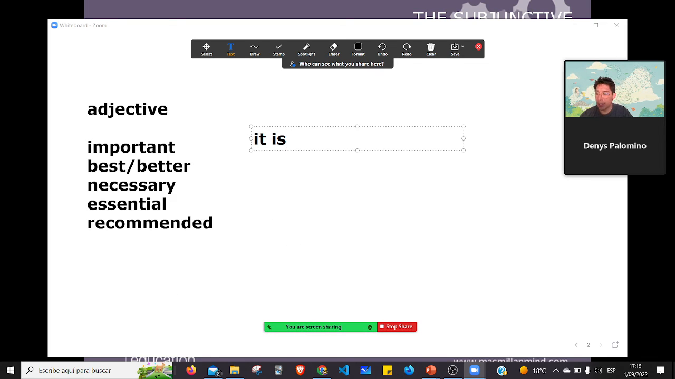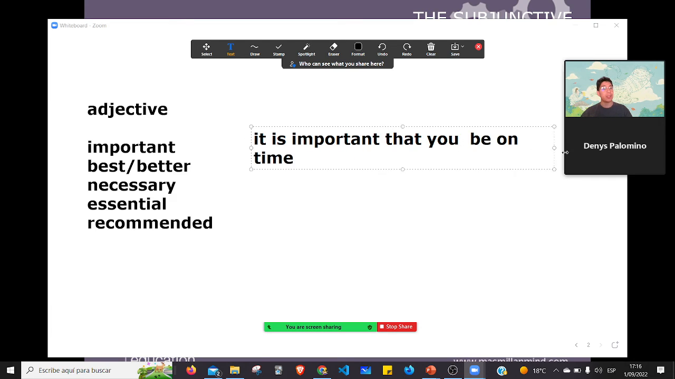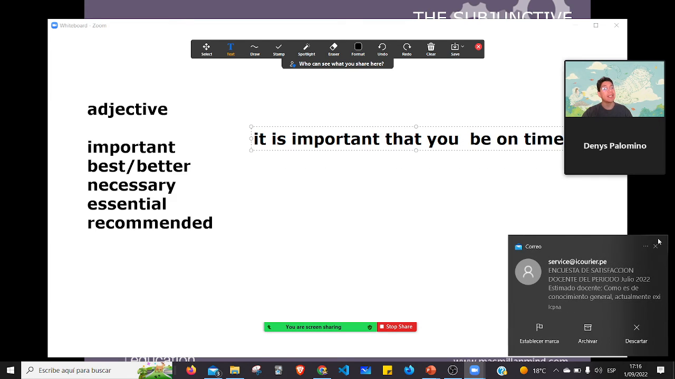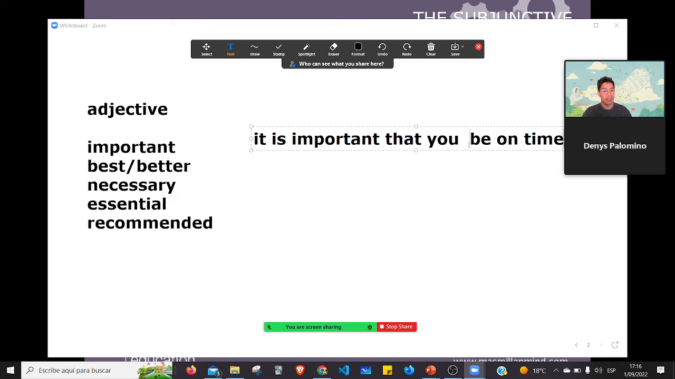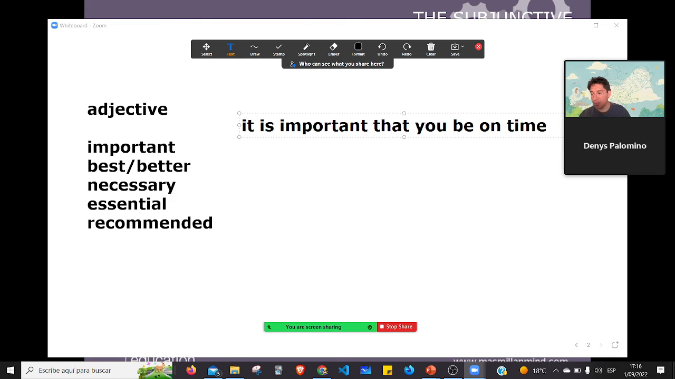It is important that you be on time. Es importante de que tú estés a tiempo. ¿Te das cuenta? De que tú estés a tiempo. ¿Cómo sería en negativo? Como digo, no es importante que estés a tiempo. ¿Cómo sería?